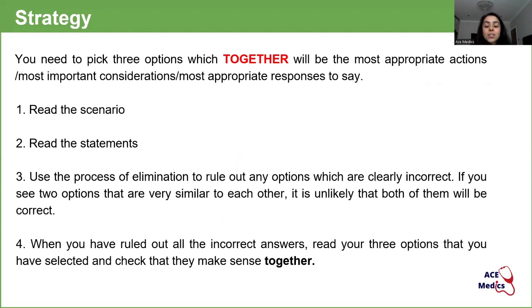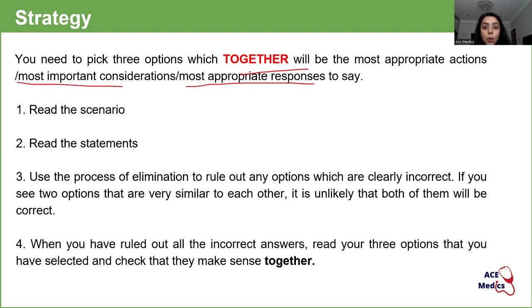Okay, fantastic. Before we go through the answers for this question, I want to remind ourselves of the strategy of how we actually approach these questions, because this is key. In this question type, remember that you need to pick three options, which together will be the most appropriate actions, the most important considerations, or the most appropriate things to say.